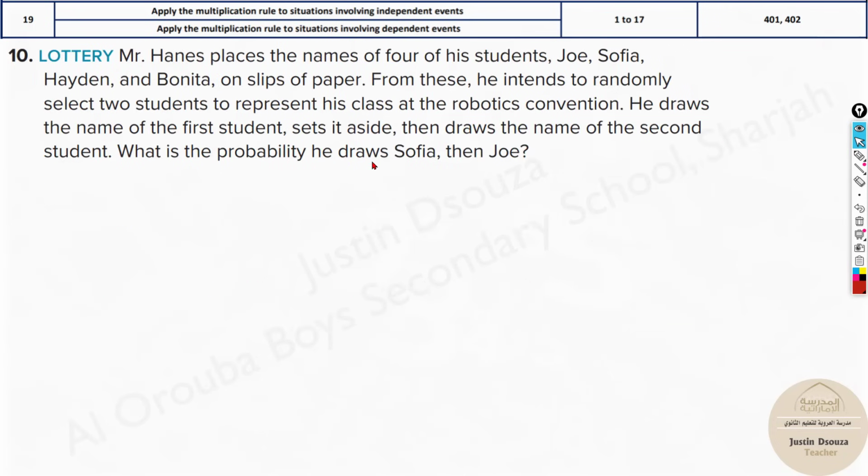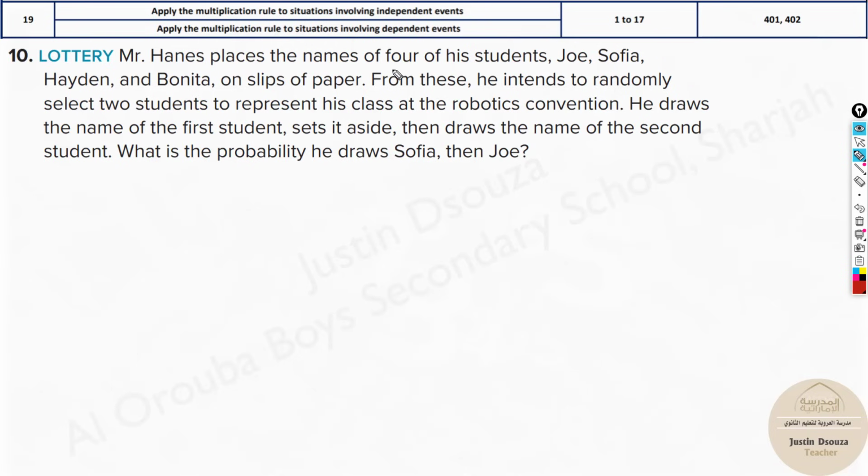And now we have some more problems. So it's about a lottery. Mr. Hans places the names of 4 of his students, Joe, Sophia, Hayden, and Bonita, on slips of paper. From these, he intends to randomly select 2 students to represent his class at the robotics convention. He draws the name of the first student, sets it aside, and then draws the name of the second student. What is the probability he draws Sophia and then Joe? Now, here it's very important to know that this is dependent. Why? Because he is going to pick a student's name and then keep it aside and then pick one more.